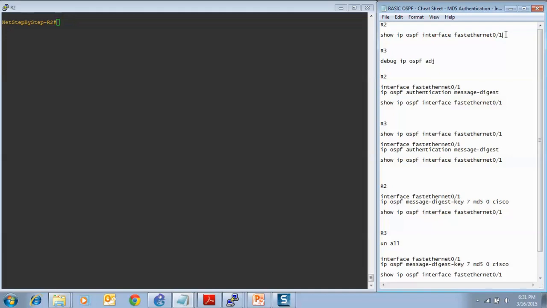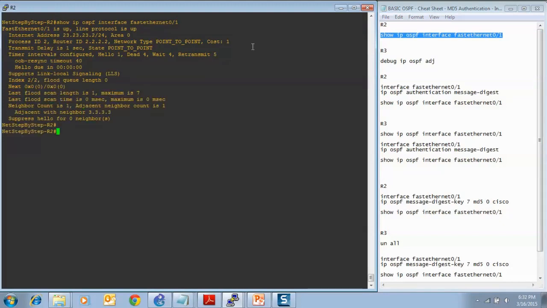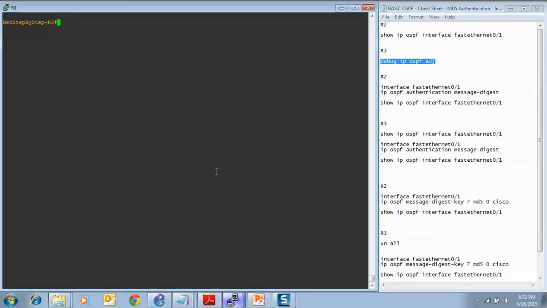First, I will enter the show command, show IP OSPF interface fast Ethernet 0/1 on router 2 to see neighbors. At the same time, I am enabling OSPF debugging on router 3 using the command debug IP OSPF adjacency.